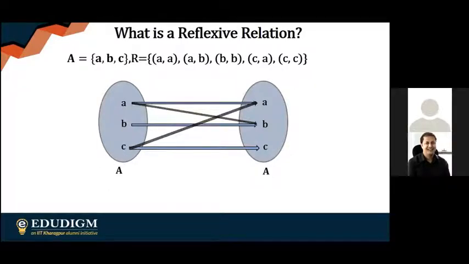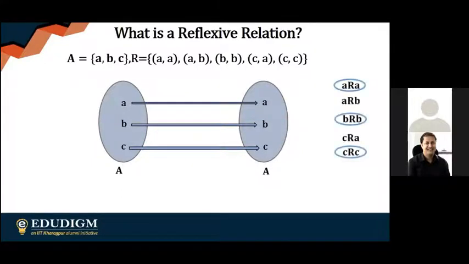Now, look at these arrows. These are very important. If you look at the pairs we have here, we can write these relationships. So what we are going to notice here is basically each and every element is related to itself via R. So this is the basic criteria for a relationship which is reflexive.